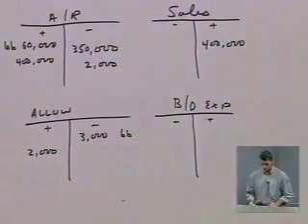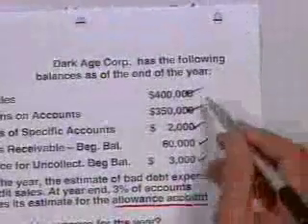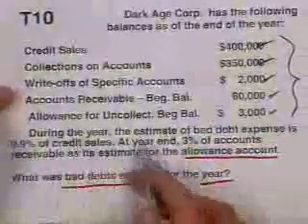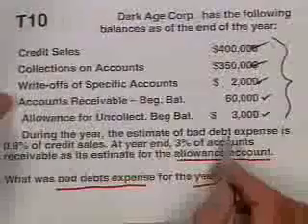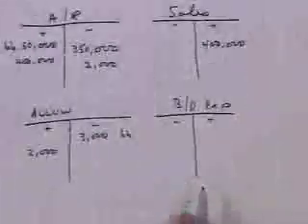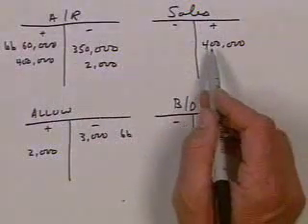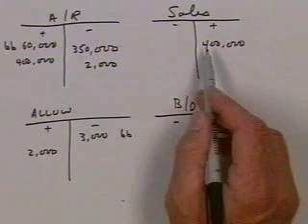So, up till now, let's review what we've done. Go back to the basic information. I've now made use of all of this information. It's time to start thinking about the way they record bad debt expense. And they use 0.9% of credit sales. So credit sales were $400,000. 0.9%, 9 times 4 is 36.